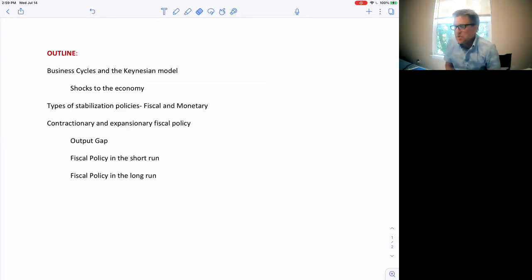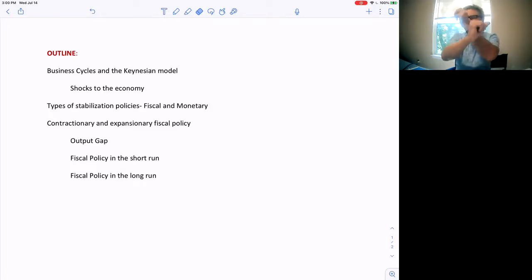And in this module, we're going over stabilization policy, and particularly fiscal policy. And the outline here is at first we'll take a look at the business cycle in terms of explained by the Keynesian model. So in the business cycle, we've got these ups and downs, peaks and troughs. And wherever we are in the business cycle is essentially an equilibrium between aggregate demand and aggregate supply.